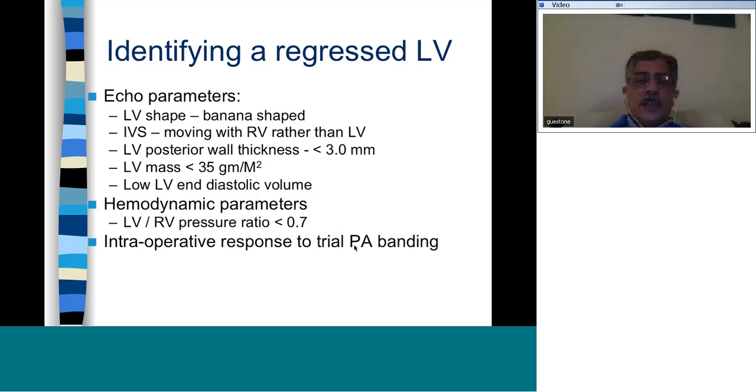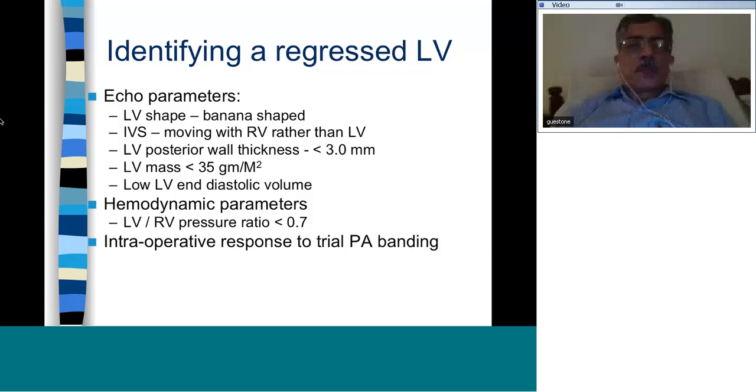But it's important to realize how do we identify that a left ventricle is regressed and is not likely to face a systemic circulation? It's still an area which is debated. But by and large, one would accept that if on echo the left ventricular shape is banana shaped rather than circular, and the interventricular septum moves with the right ventricle rather than the left ventricle, if the left ventricular posterior wall thickness is less than 3 millimeters, and if the left ventricular mass is less than 35 grams per meter squared, and if there is low left ventricular end diastolic volume on echo, then all these features would suggest a regressed left ventricle. As for the hemodynamic parameters, if a patient is undergoing catheterization or a balloon atrial septostomy and the pressures are checked at that time, then if the left ventricle to right ventricular pressure ratio is less than 0.7, that's a situation which may not be considered suitable for an arterial switch.